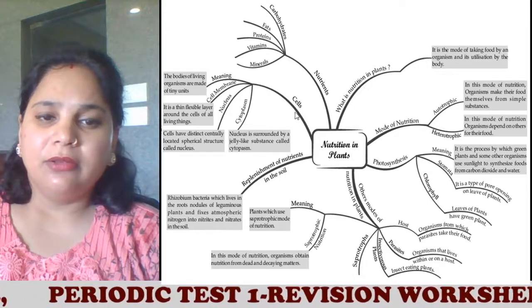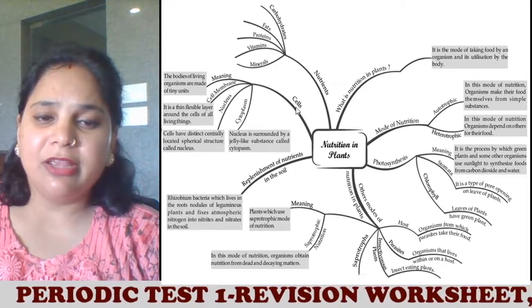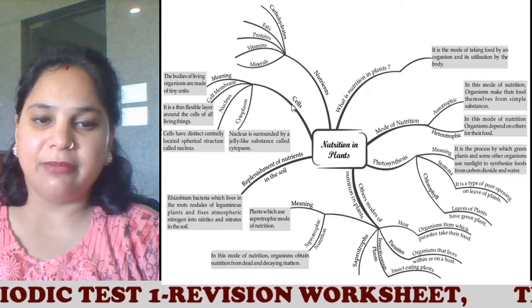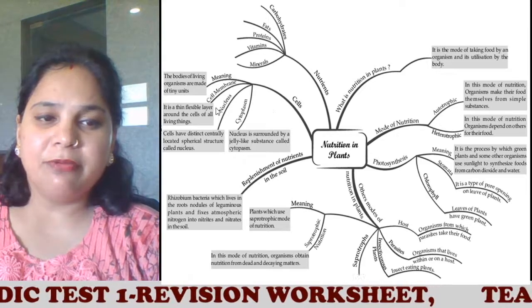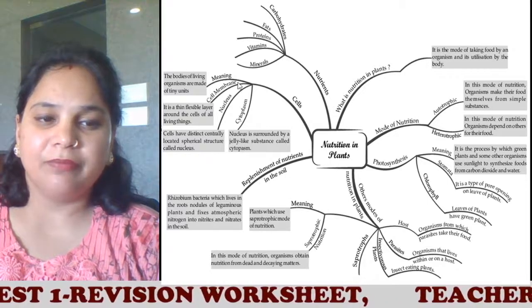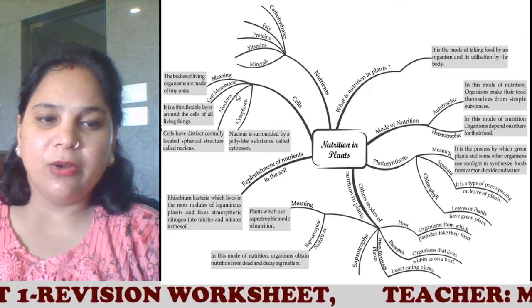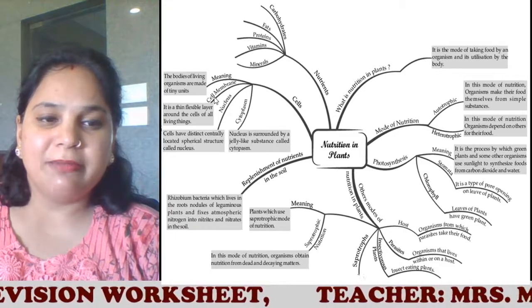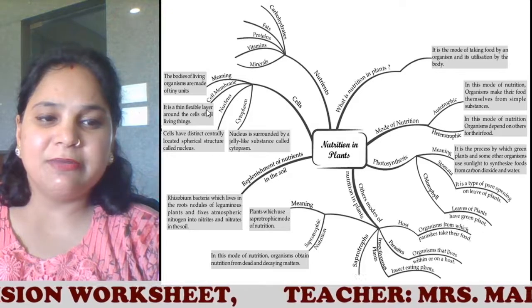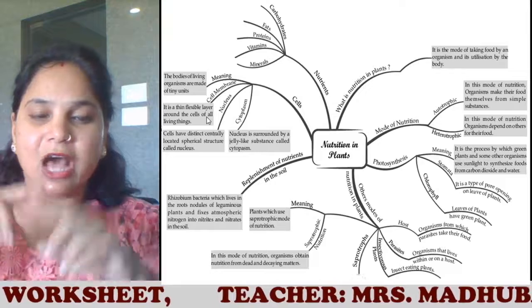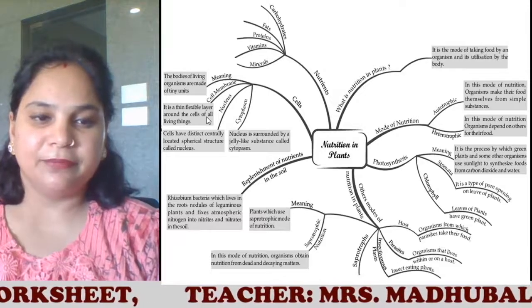Now the cell, the basic components. There are 3 basic components of the cell which are common in both plants and animals. The first component of the cell is the cell membrane. Second, nucleus. Third, cytoplasm. The cell membrane is a thin, flexible layer around the cells of all the living things. It is the outer boundary of the cell.